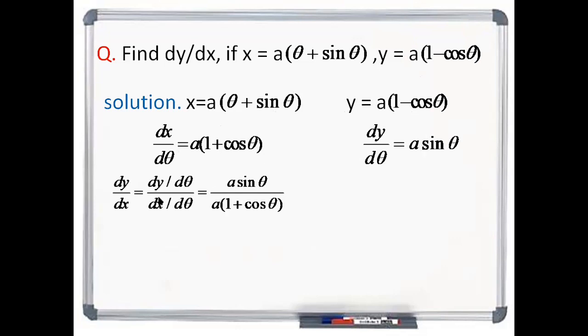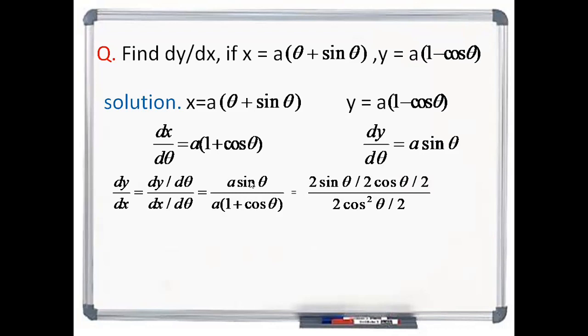So now dy over dx is required. So dy over dx will be dy over d theta over dx over d theta. We replace the value of dy over d theta, that is a sine theta. We replace the value of dx over d theta, that is a(1 plus cos theta). Now a and a cancel. So we have sine theta upon 1 plus cos theta.